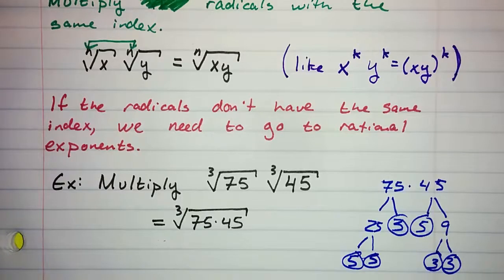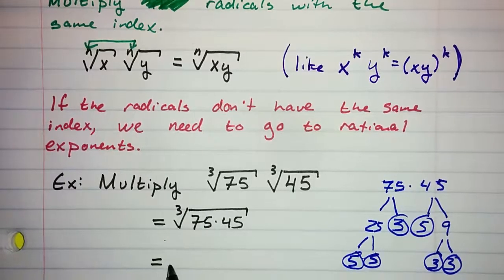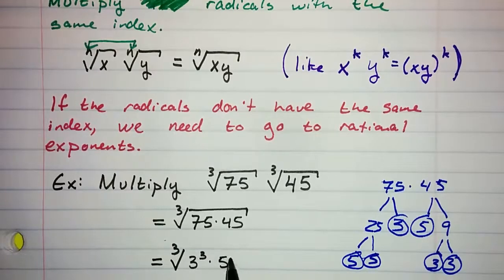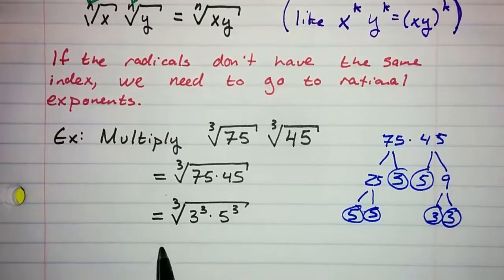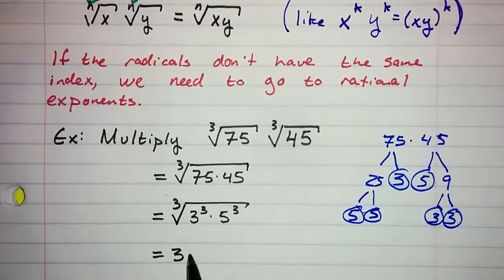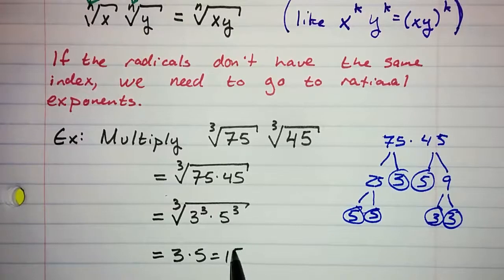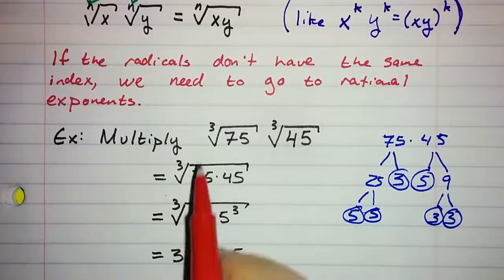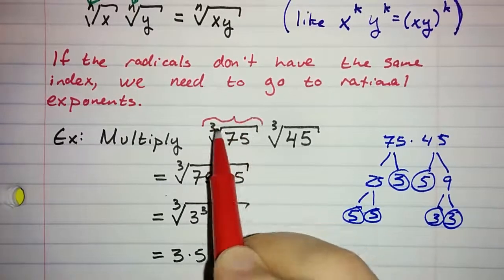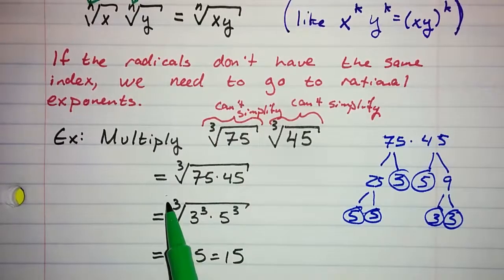Oh, hey, check this out. Now this is the cube root of 3 cubed times 5 cubed. Turns out that's a perfect cube. It's just 3 times 5, which is 15. Notice up here, we can't simplify either one, but down here we can.